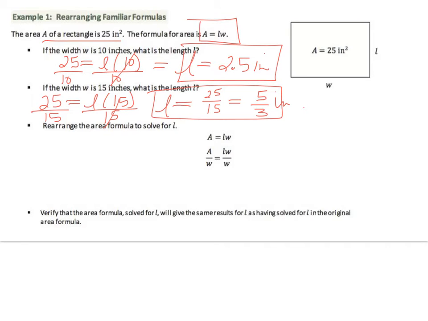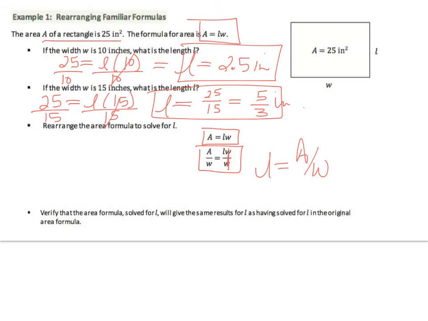Rearrange the formula to solve for L. It's halfway done for you there. I have area equals length times width. I divide both sides by width. Those cancel out, and I'm left with length equals area over width.